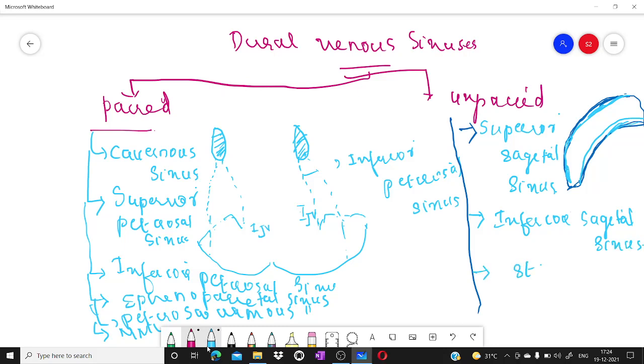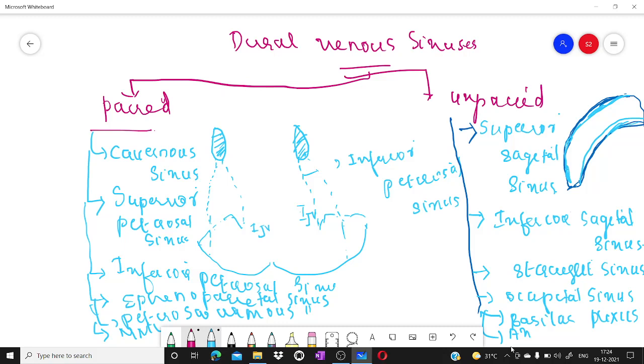Another unpaired venous sinus is the straight sinus. And another one is the occipital sinus. And you have the basilar venous plexus, the basilar plexus of veins. And connecting the cavernous sinus on the anterior and posterior part, you have the anterior and posterior intercavernous sinus. So these are the unpaired venous sinuses. Now we are going to discuss each of these in detail.